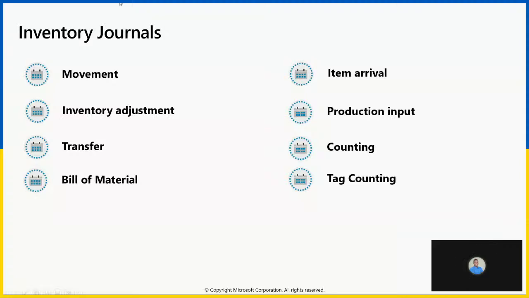Then the counting journal can be used to count our items. So we have situations where physically we have 10 items, and we would like to confirm how many of these items are available on the system. So we can use the counting journal to reconcile, or to be able to match what we have physically and what we have on the system.